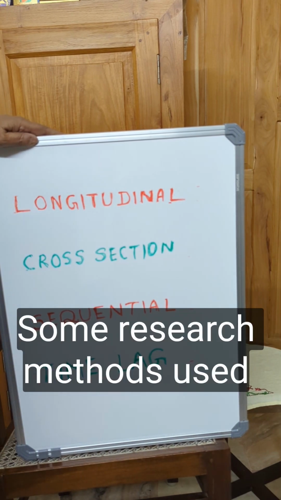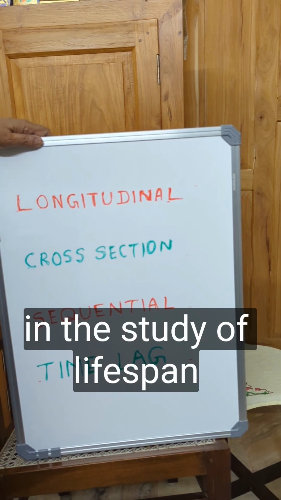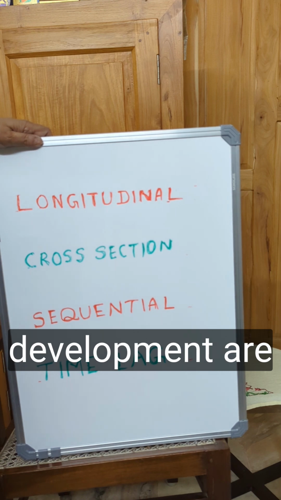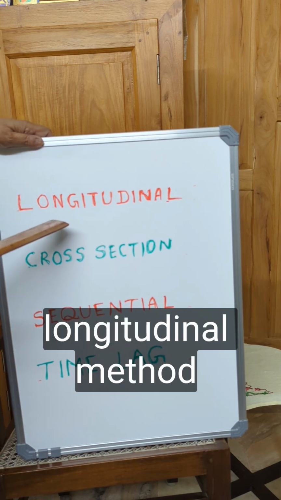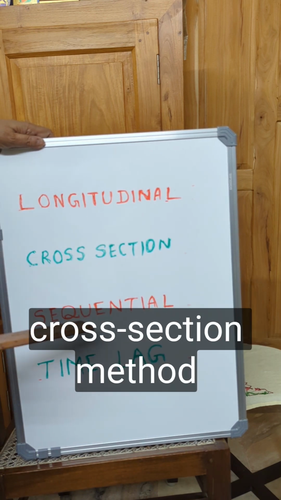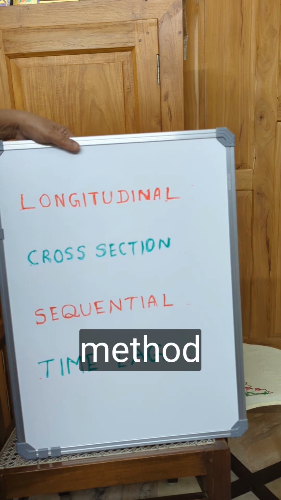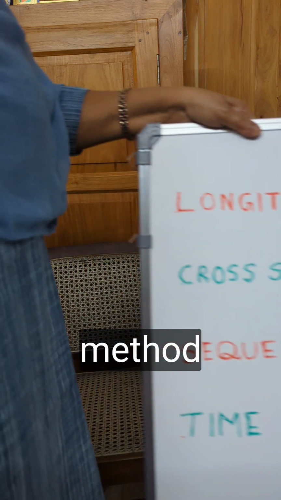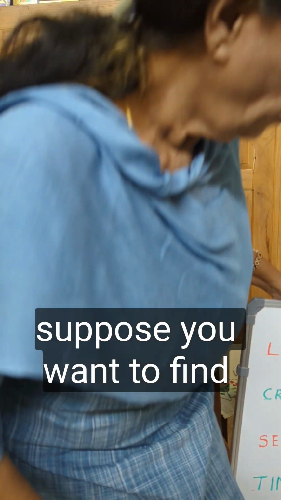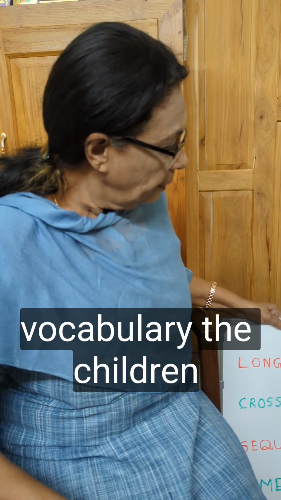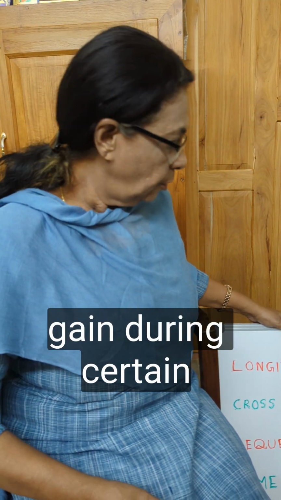Some research methods used in the study of lifespan development are the longitudinal method, cross-sectional method, sequential method, and time lag method. Suppose you want to find out the vocabulary the children gain during certain years.